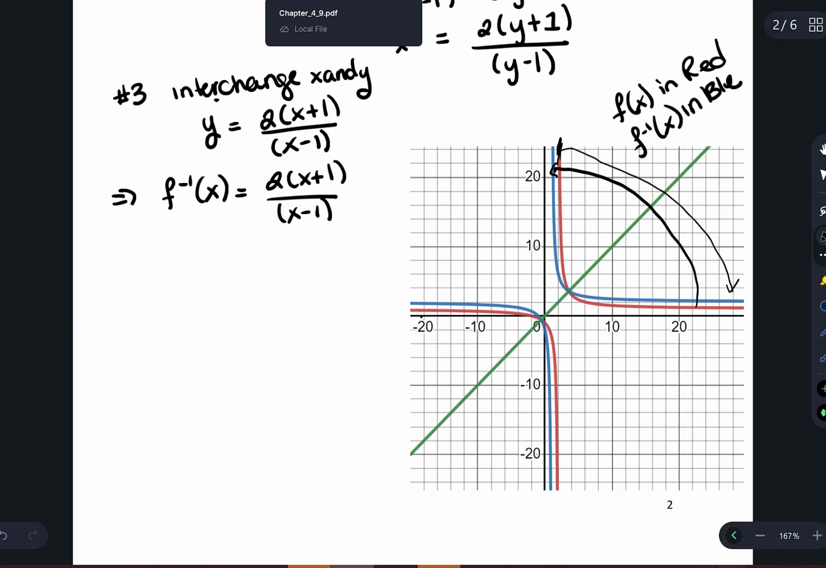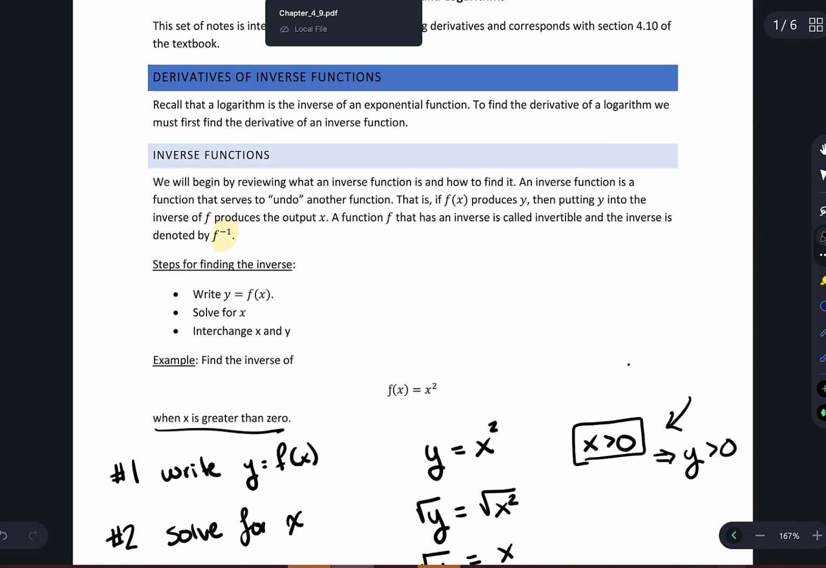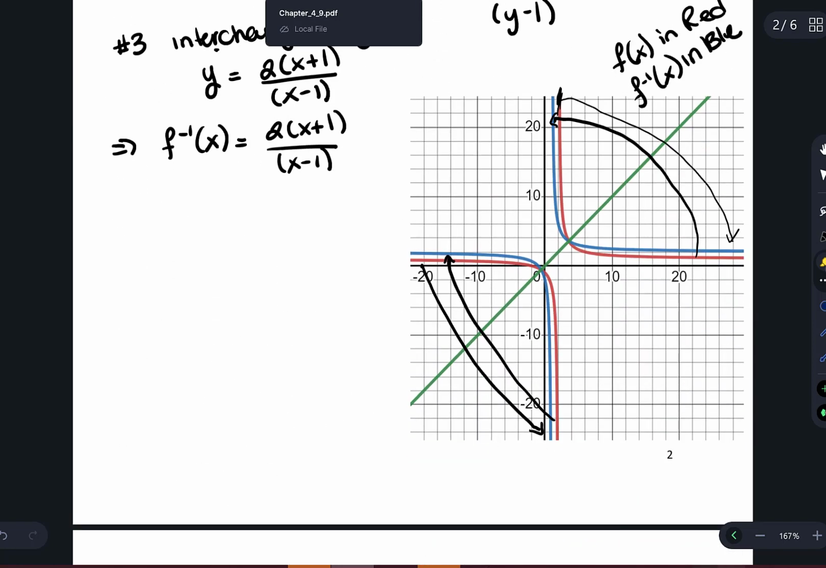Down here, when we would make that flip, the red would move to the blue here, and the red would move to the blue here. So we're flipping over that line y equals x, and this is how, when we first described inverse functions up here, and we say that f of x produces y, then putting y into the inverse of x produces the output x. Graphically, that's the same as saying that we are folding the function over the line y equals x.